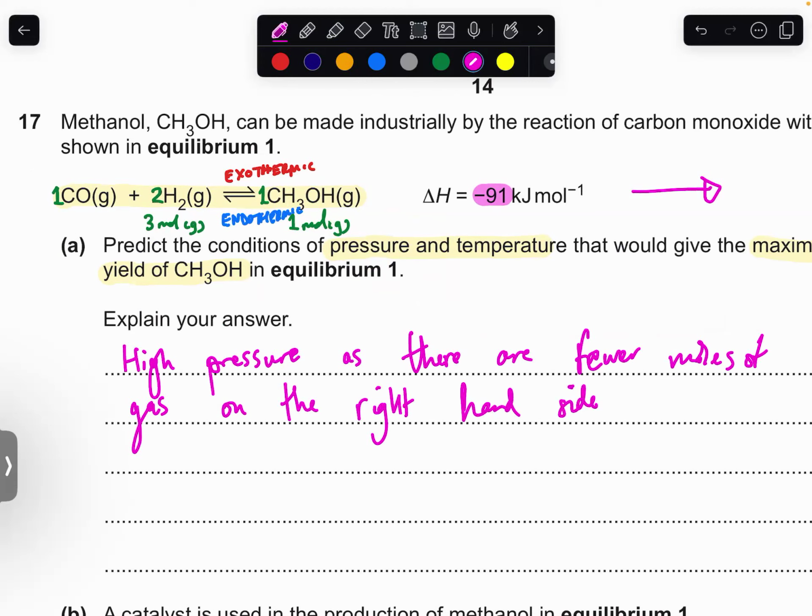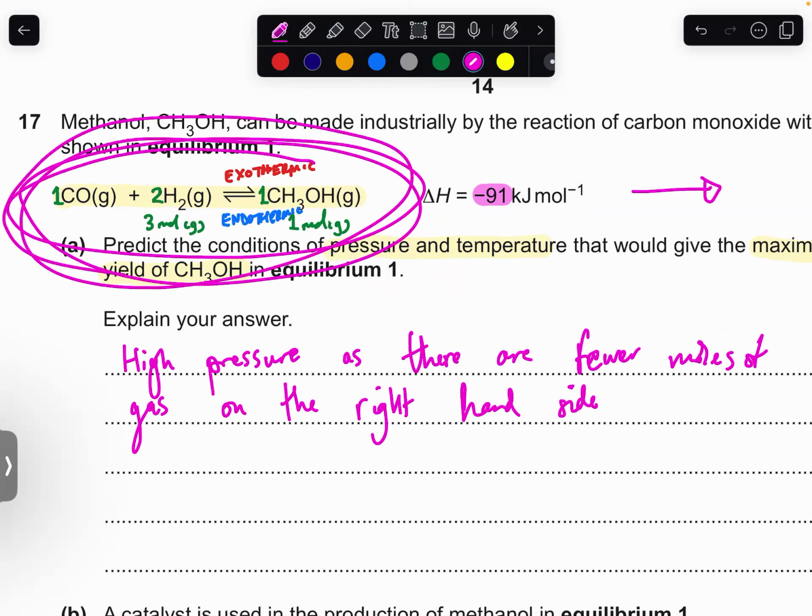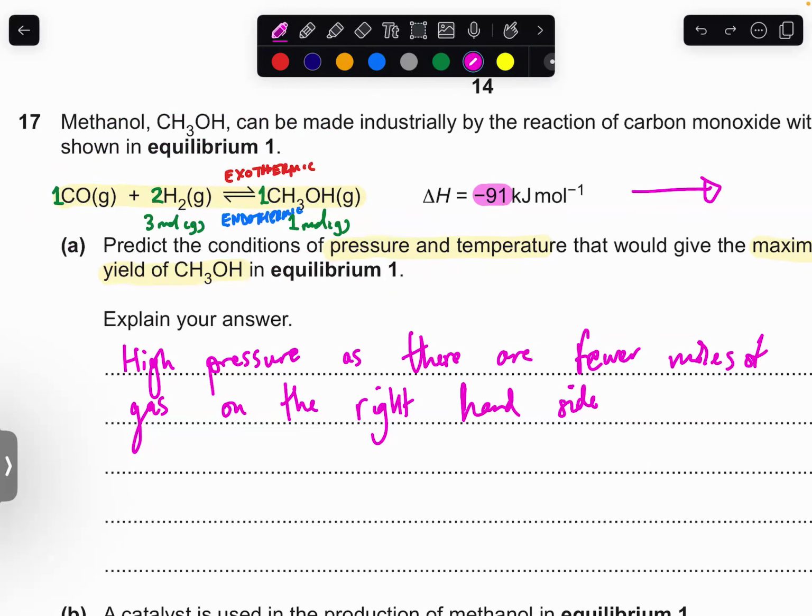Le Chatelier's principle states that when a system is in dynamic equilibrium and is subjected to a change, the equilibrium will shift to oppose that change. By raising the pressure, the only way it can bring the pressure back down is by shifting to the right-hand side, which has fewer moles of gas. 3 moles of gas go on to produce 1 mole. So we've got a high pressure.